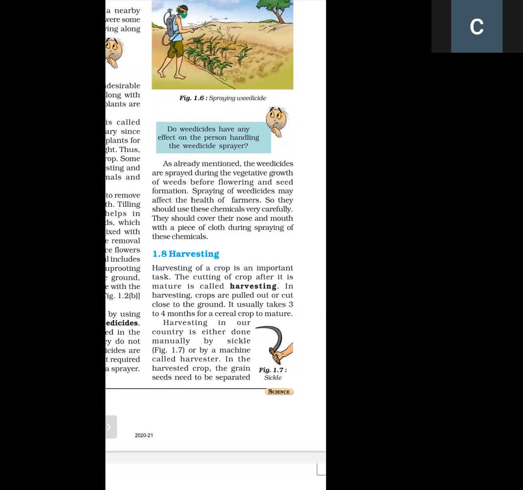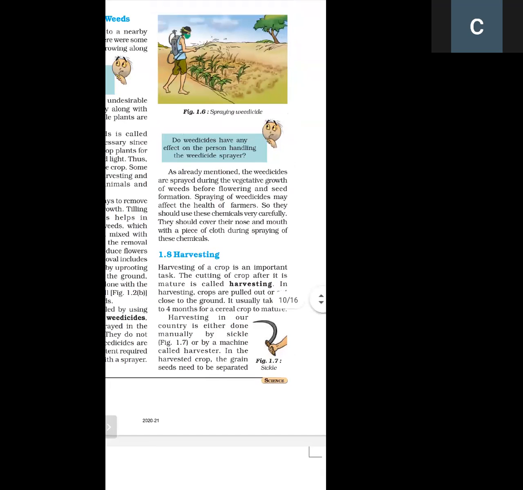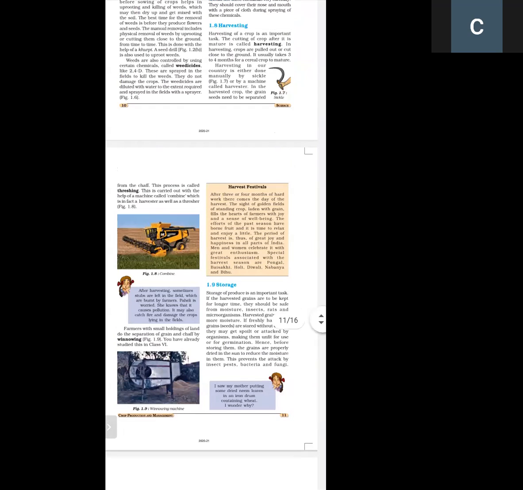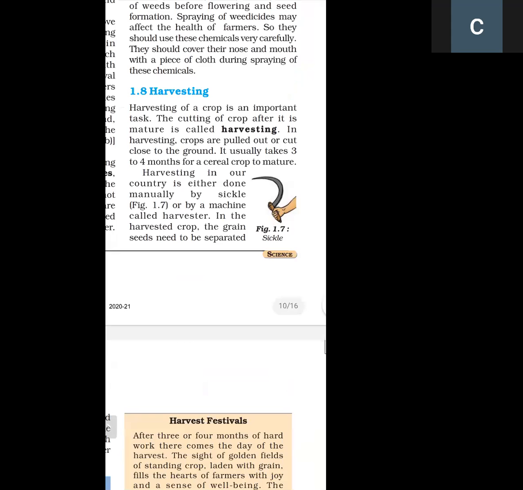Next is, what do we mean by harvesting? Harvesting of crops is a very important task. When the crop is mature, then it is harvested, and this process is called harvesting. How can we harvest crops? Harvesting is done in our country with the help of a sickle or a machine, and this machine is called a harvester.